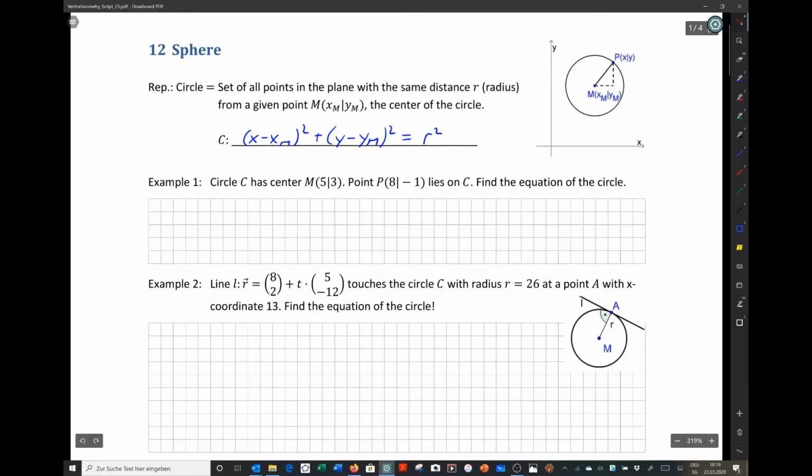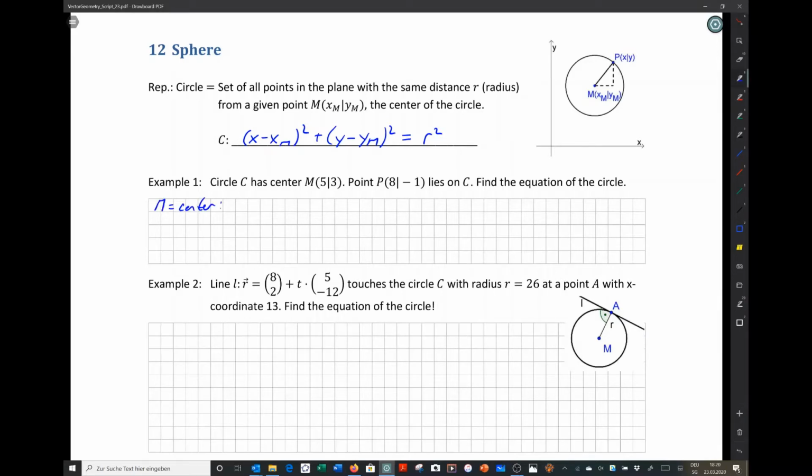Let's look at some examples. In example 1, we're given a circle by its center and a point on the circle. And we want to find the equation of the circle. Try it on your own. Stop the film now. And here comes the solution.